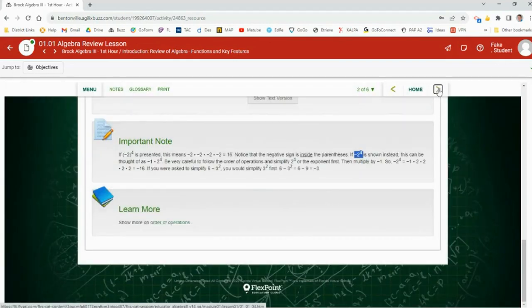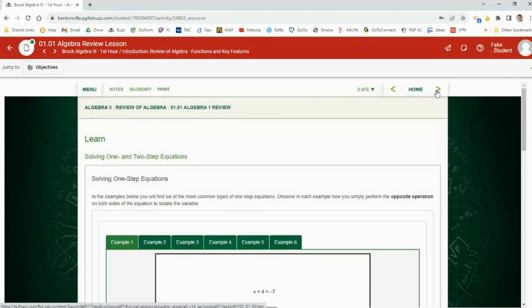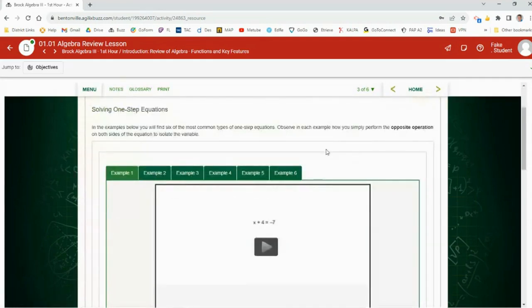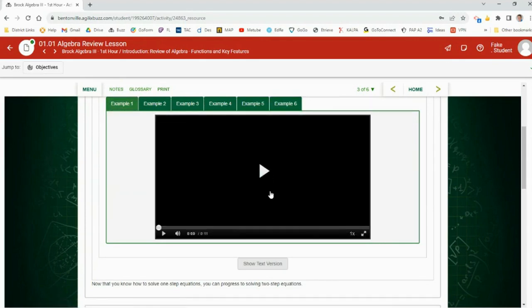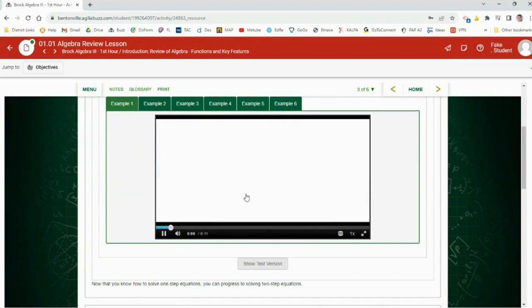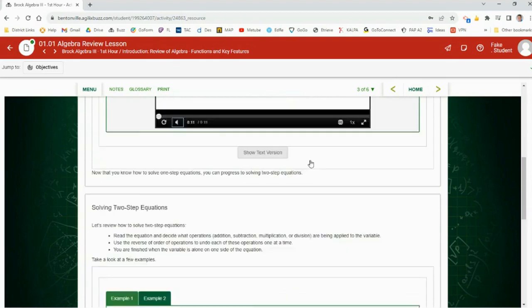This is review, so I'm not going to spend a lot of time, but you should go back and go through this. Solving one-step equations. We'll hit this very briefly. Here are 6 examples, all having videos. x plus 4 equals -7. When you watch that video, it'll tell you it's 11 seconds. For x plus 4 equals -7, you're going to subtract 4 from each side. So x would equal -11. So those are all one-step equations.